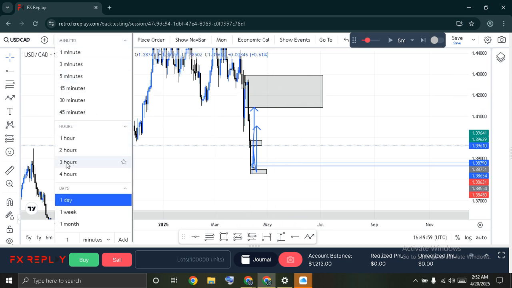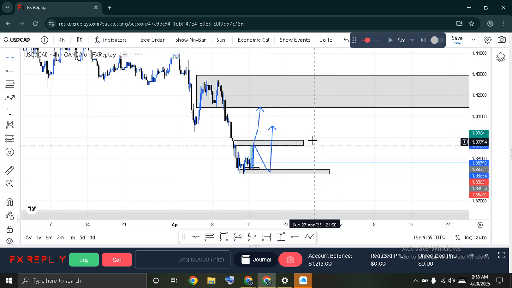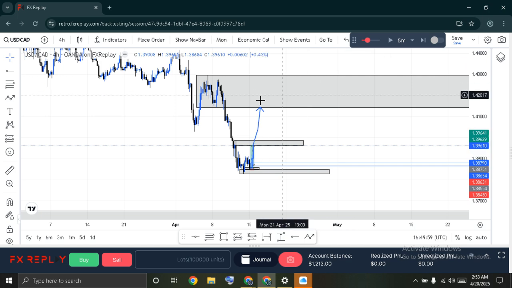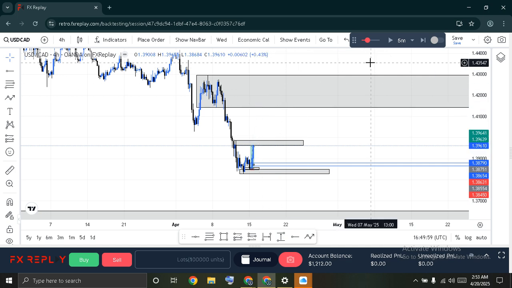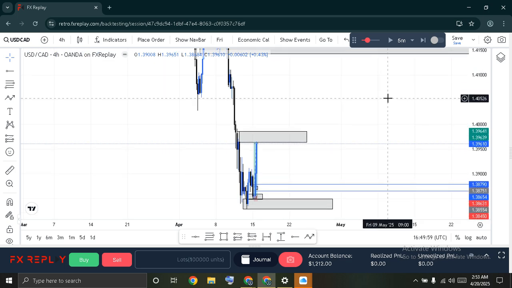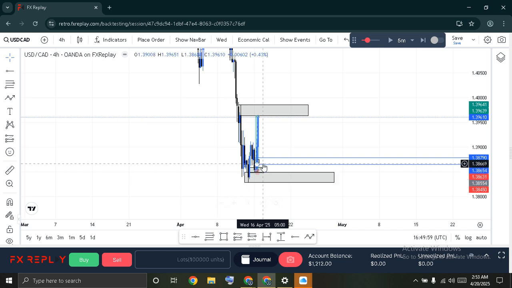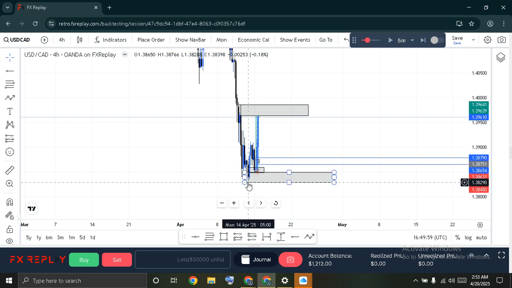And in H4 it's shown me that okay, we ain't going lower, because price failed to take this low. And in H1, price has destroyed the high that created this low.